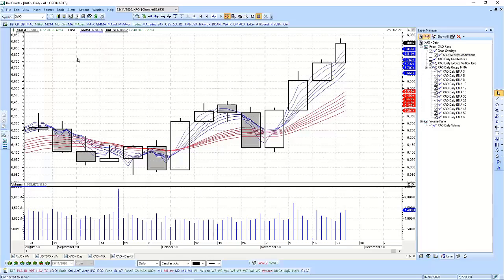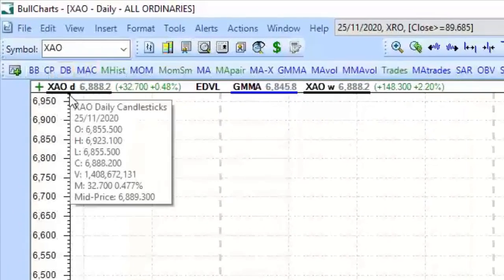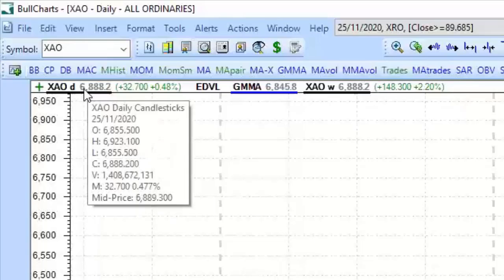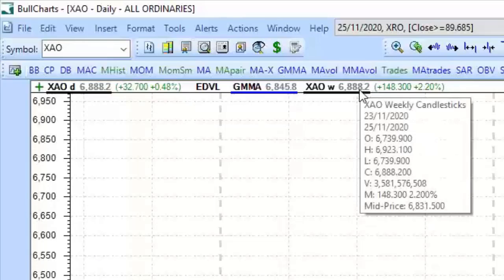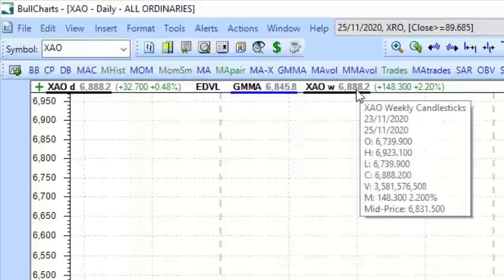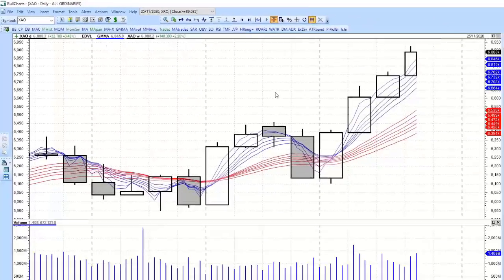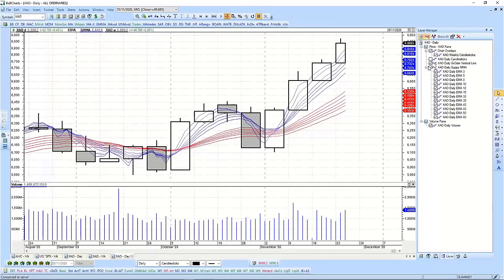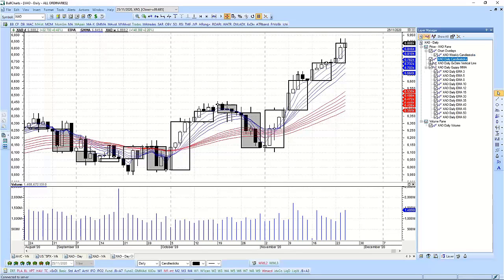And you'll see in the pane title bar up here in the top left, I've got XAOD for daily. I've also got XAOW for weekly. So they're both shown up there because the two of them are on the chart. It's just that one of them is currently hidden. And I actually find it useful to also look at the daily candles when I'm deciding whether or not to buy a stock.